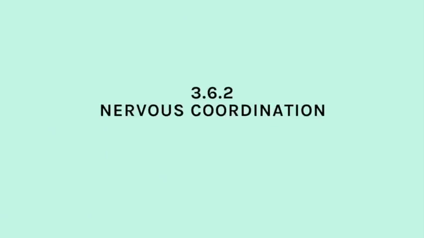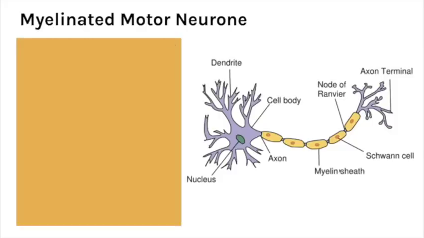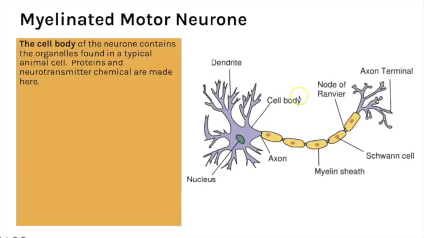Now, if we have a look at a myelinated motor neuron structure, the key parts are, first of all, the cell body. And this cell body contains all the organelles you'd have in a typical plant cell. So, for example, we can see the nucleus. It also has proteins and neurotransmitter chemicals which are made in that part of the cell.